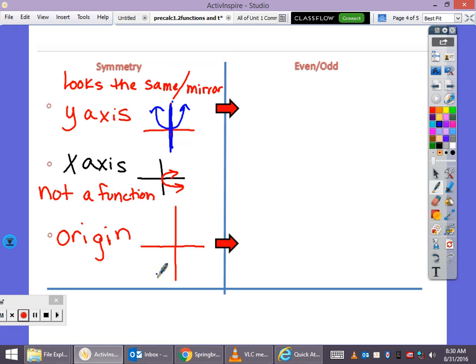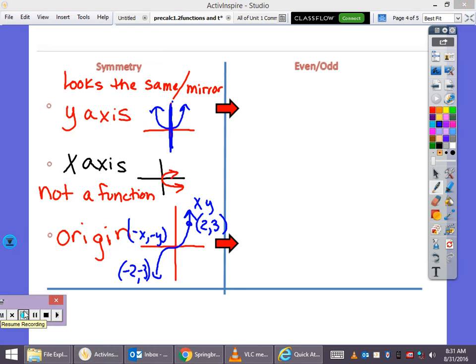So it can be folded somehow through the origin. In this case, let's say that this is (2, 3) and this is (-2, -3). They have symmetry. So I go from an (x, y) to a (-x, -y). That is also a symmetry about the origin. I'll give you a second to copy that. Okay, so I told you these arrows were going to be important.